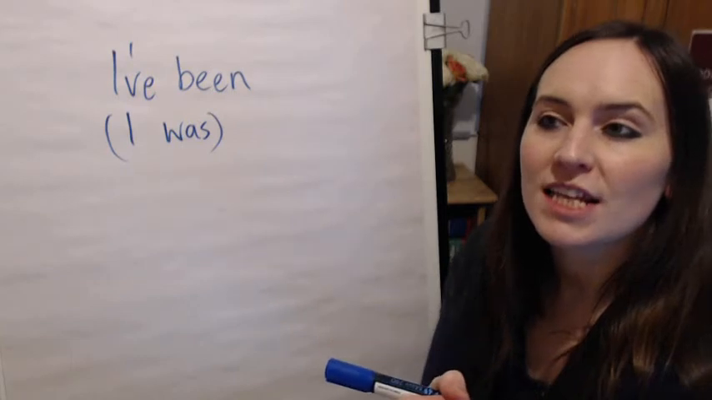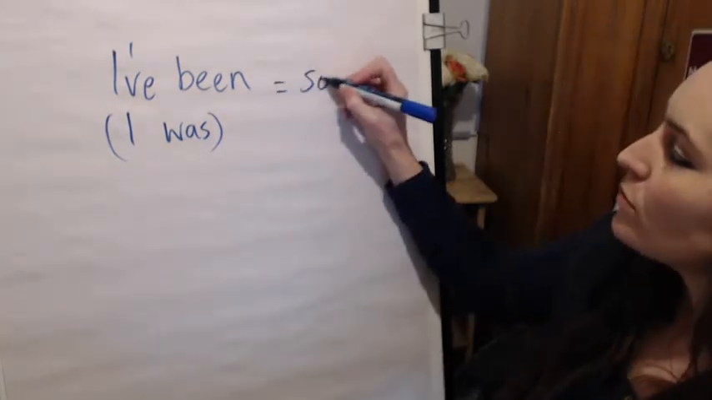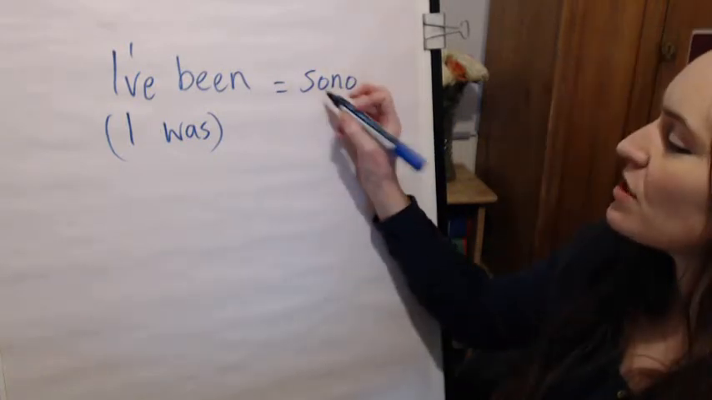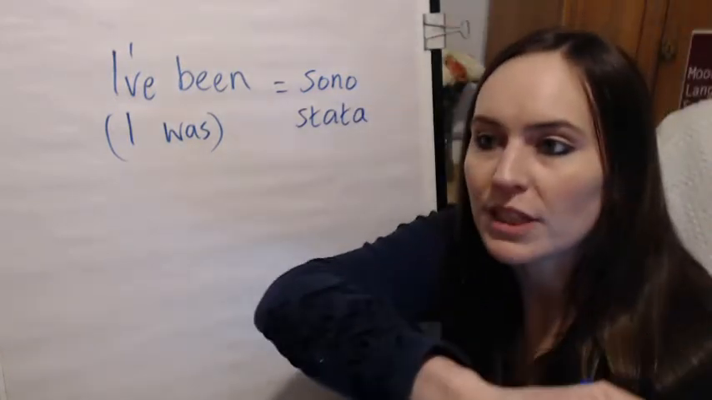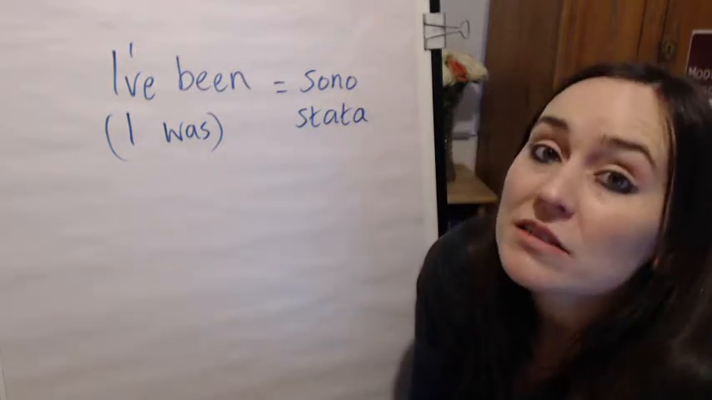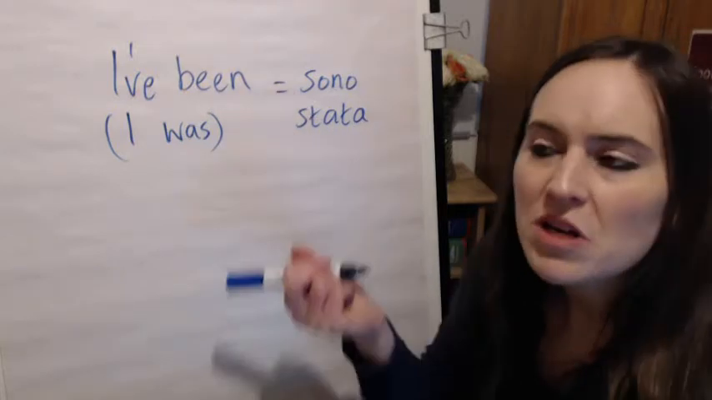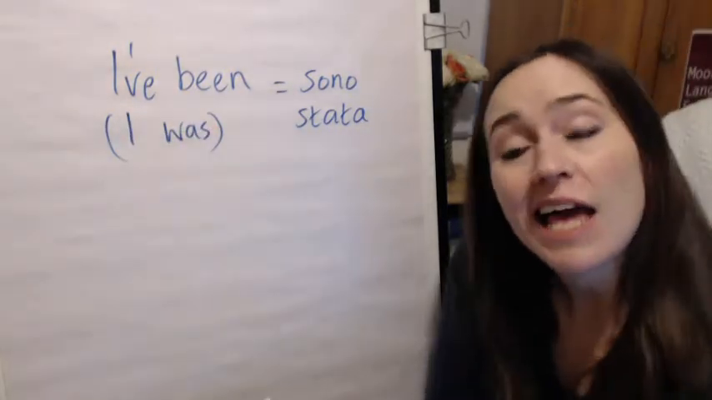So we'll do it in the feminine because I'm a lady. So that would be sono. Remember, we're using essere as the auxiliary verb. Sono stata. Per esempio, ieri sono stata malata. I was unwell yesterday. So that in English would be I was. But you could say I have been. I have been unwell.